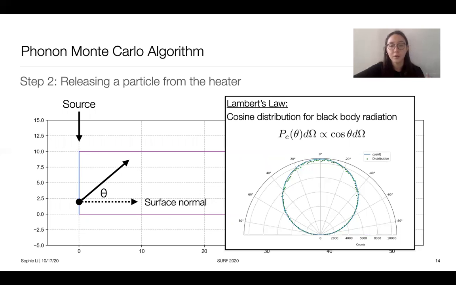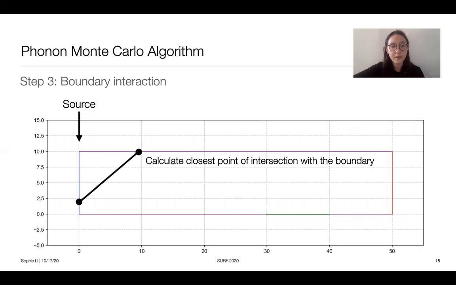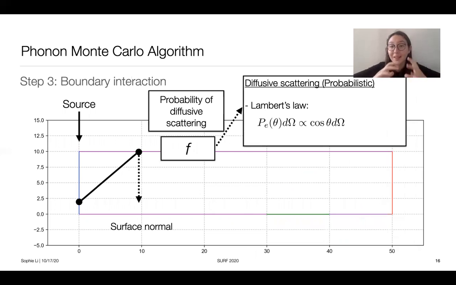So that's in accordance with Lambert's law. And with a direction and a position, we can then calculate the trajectory of this phonon, and then calculate the closest point of intersection with the boundary. And from there, we then have a choice to make yet again. Yet again, the probability comes into play. And we have this parameter f, which is the probability of diffusive scattering.